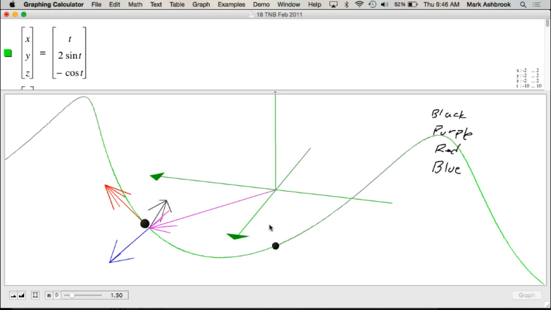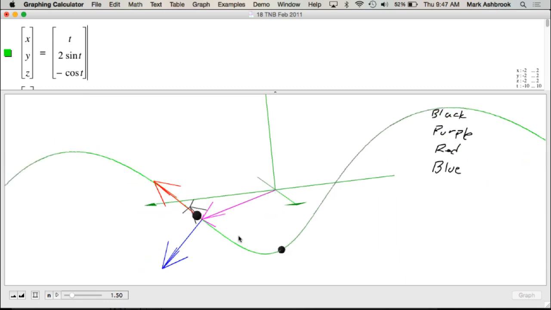Yeah, I see. This is that purple. This is purple. So, which one's pointing in the direction of change? Or, no, sorry, direction of the curve? Red.